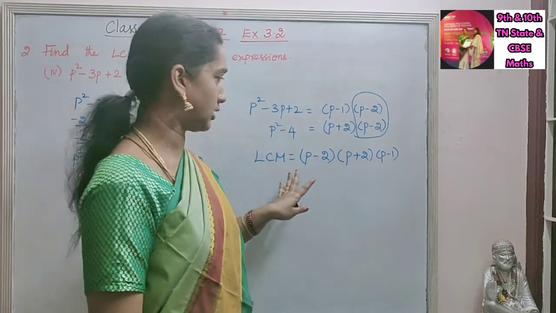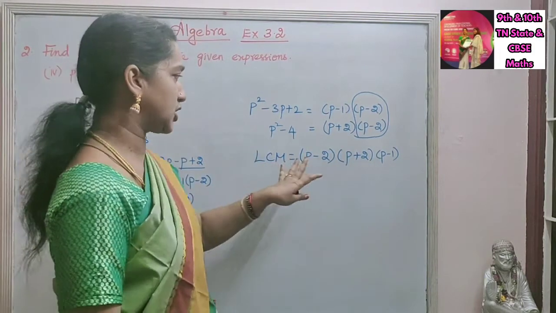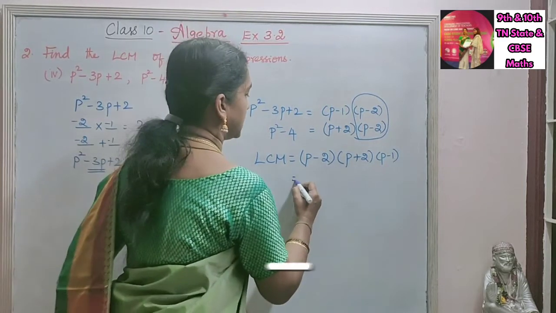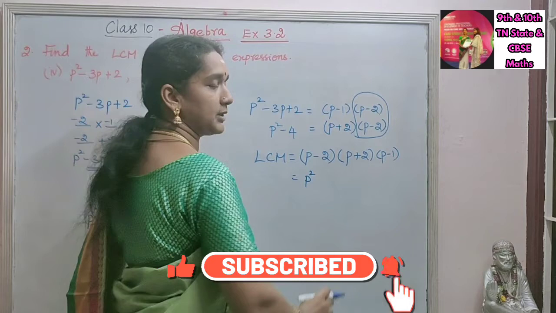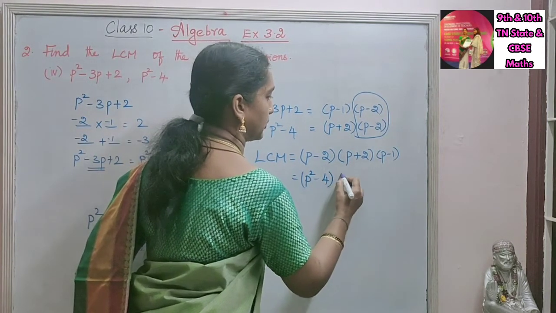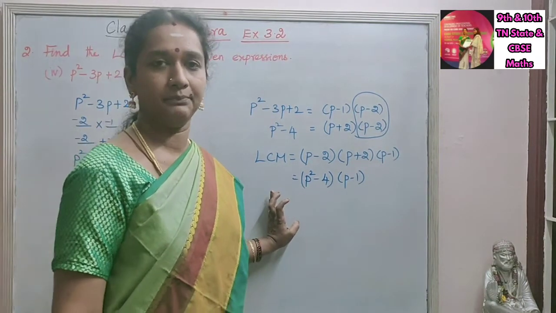This is the LCM we get for the given expressions: p minus 2, p plus 2 and p minus 1. Since p plus 2 into p minus 2 is of the form a plus b into a minus b, we can rewrite this as p squared minus 4 into p minus 1. So this is the LCM.